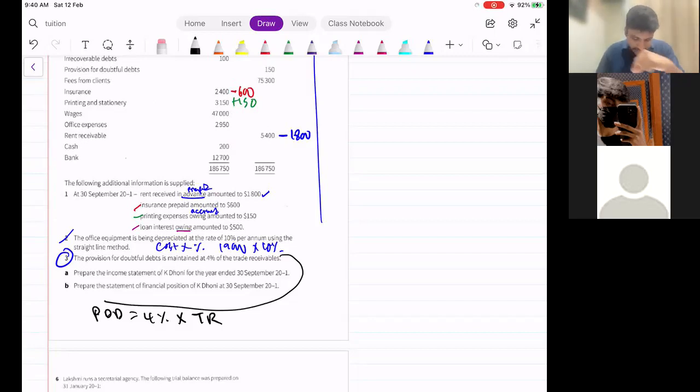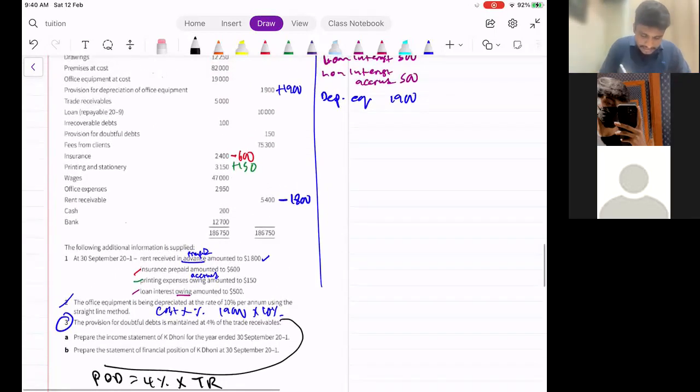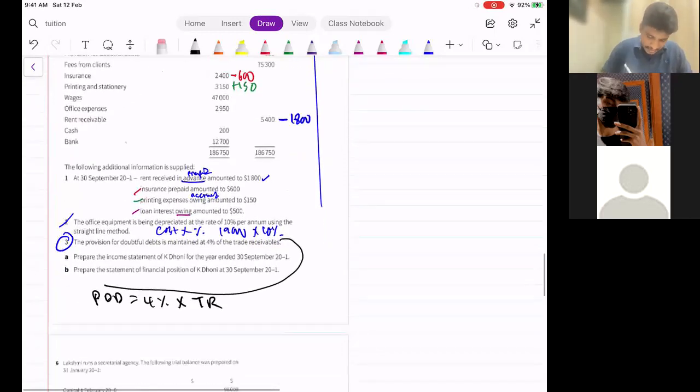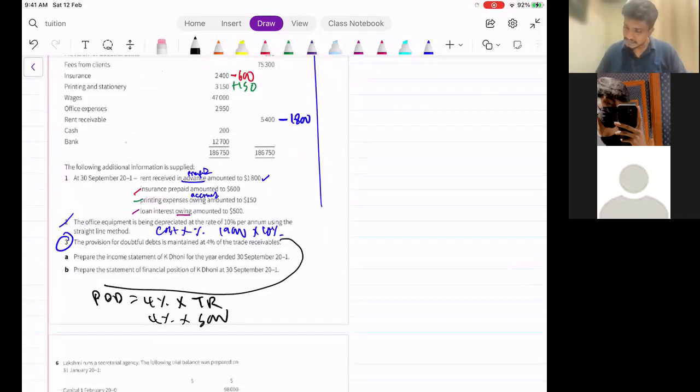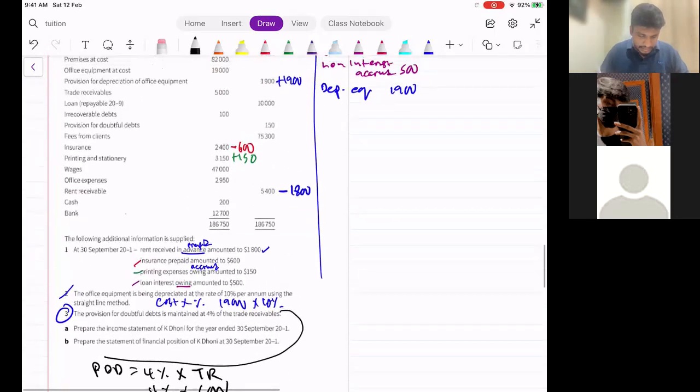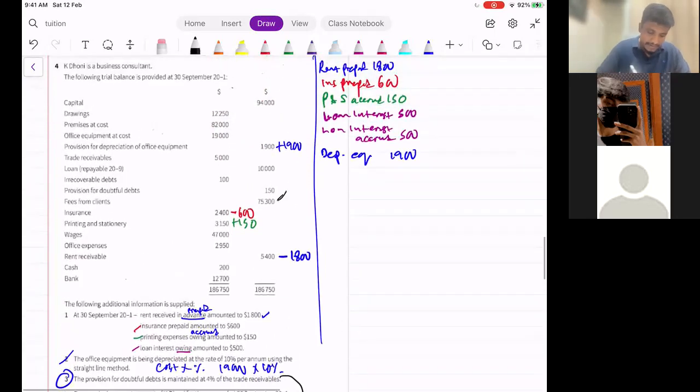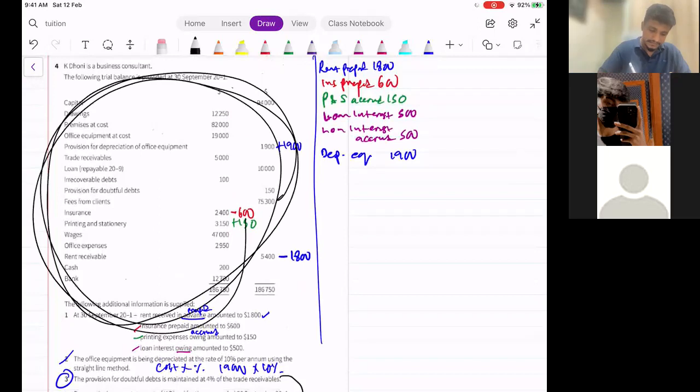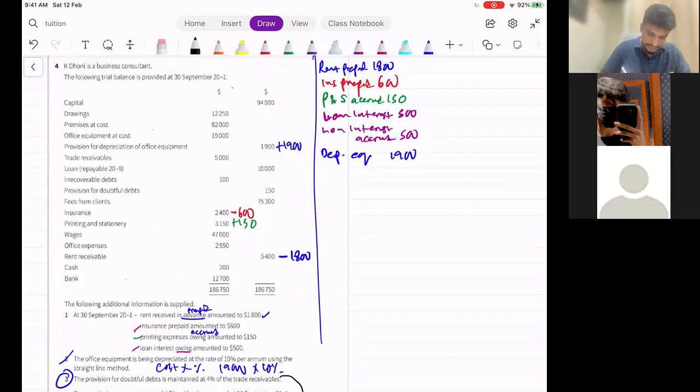I always read the question a few times. First time, second time, third time. I will get some tips. Then I'll remember the formula. I also cannot remember the formula actually. Okay, so your trade receivable is 5,000. 4% times 5,000, 200. So can you check, do you have a provision for doubtful debt last year? Provision.